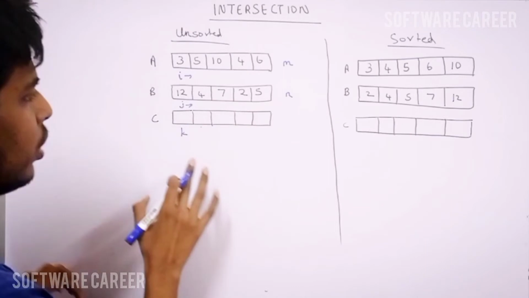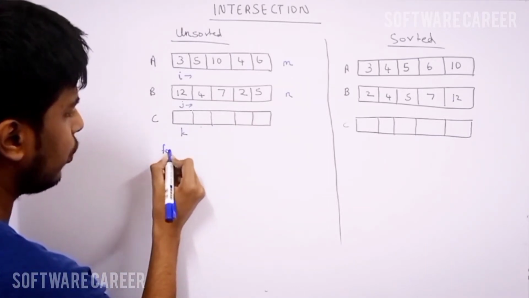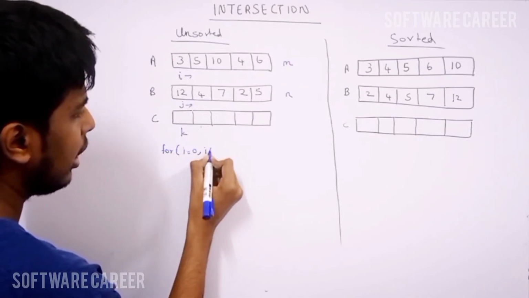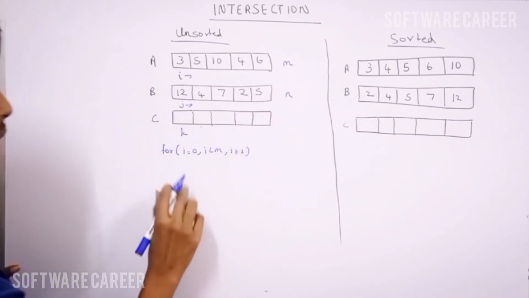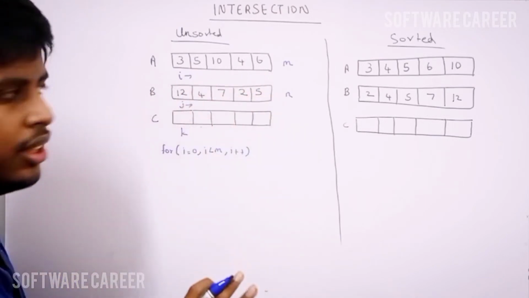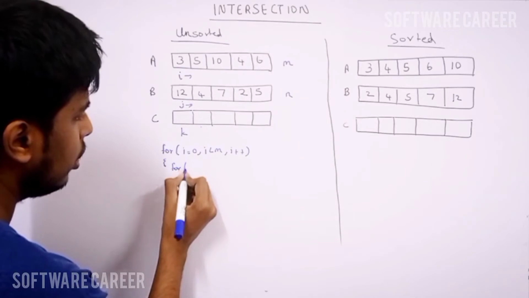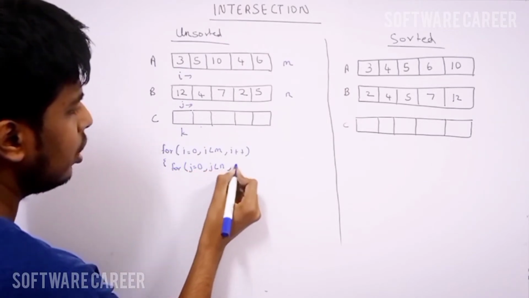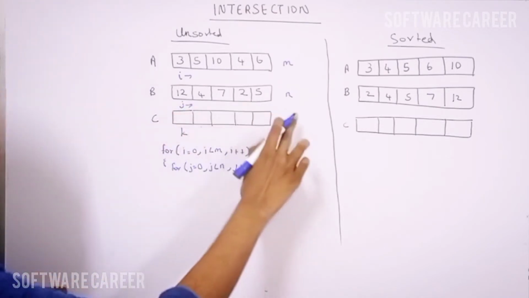Now let's write the code. How to write the code? Let's see. I am writing two loops. First I will write the I loop: for I equals 0, I less than m, I plus plus. This I loop is used to travel all the elements in array A. Now I am writing another loop: for j equals 0, j less than n, j plus plus. This is used to travel all the elements in B.